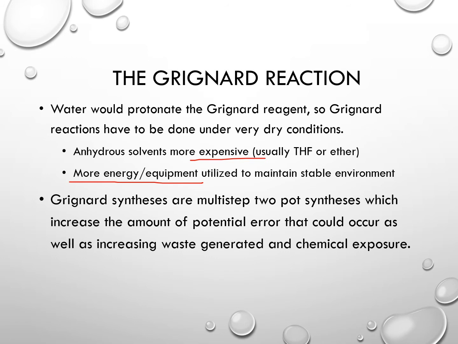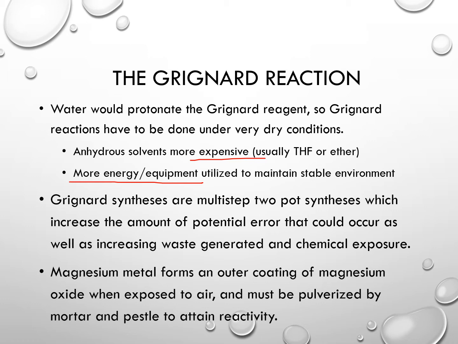There's also another issue. So these are multi-step two-pot syntheses, which means that you're transferring the reaction contents from one to the other. So that means we increase our chemical waste generated and increase our chemical exposure. And because you're transferring, a product is always going to get left behind. Since we're transferring product from one reaction vessel to another, we're going to leave some of that behind, and that's going to negatively affect our yield.